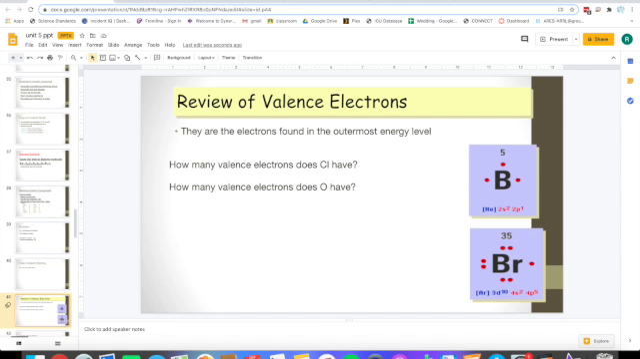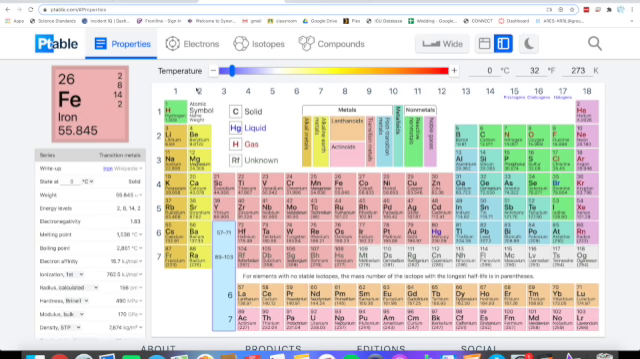So in order to do this, we need to review what valence electrons are. They are the electrons found in the outermost energy level. And to remind you guys how to find the number of valence electrons, if you look at your periodic table, if it's in this first column, it has 1 valence electron. If it's in the second column, it has 2. We skip the transition metals.